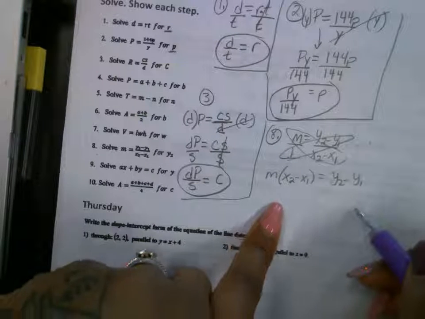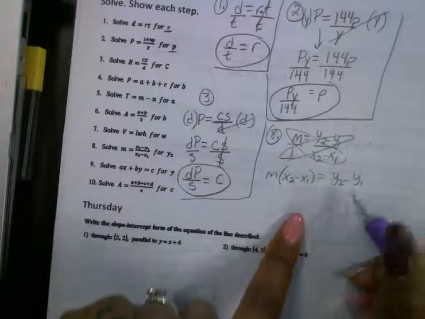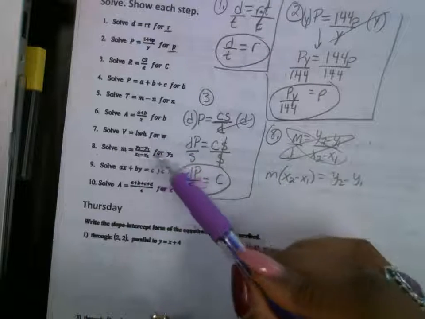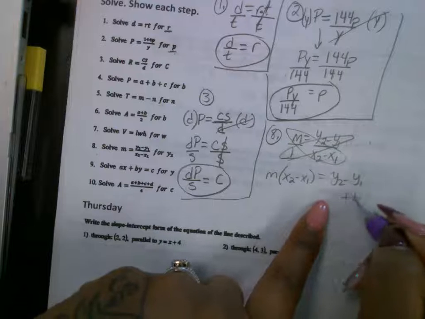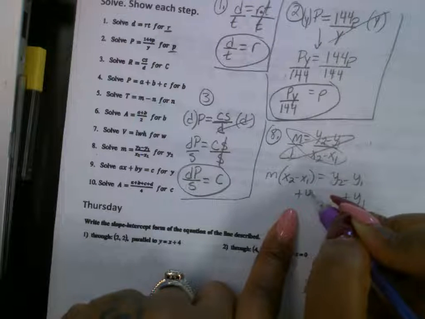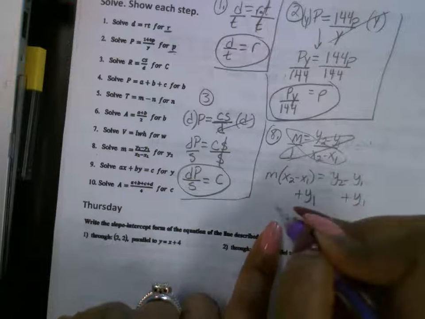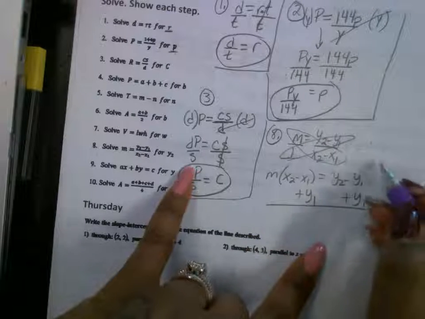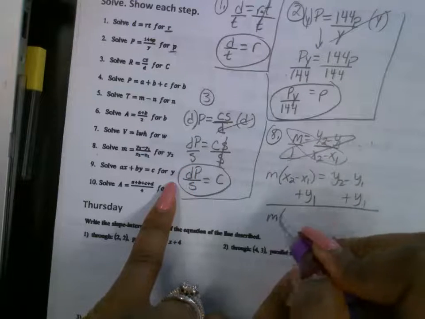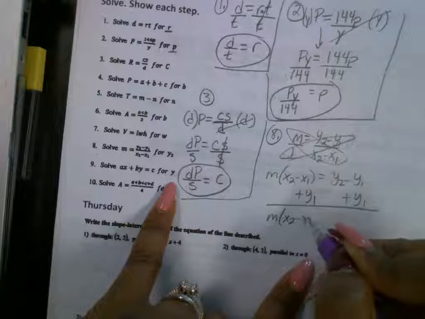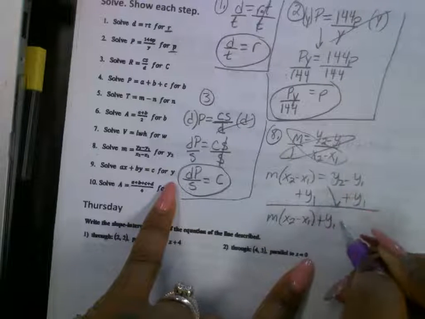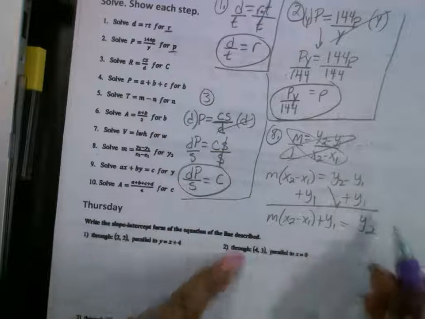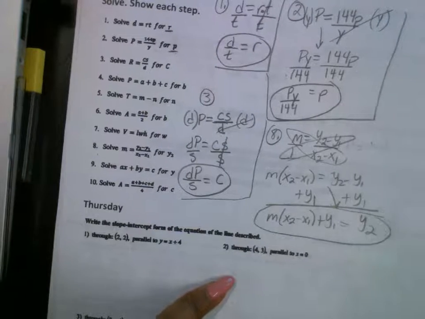Okay, so you're still trying to get y2 by itself. So to get rid of the y1, you're going to add y1 to both sides. Okay, so now this gives you m parentheses x2 minus x1 plus y1. Bring down the equal sign and you're left with y2. This is your answer. Okay?